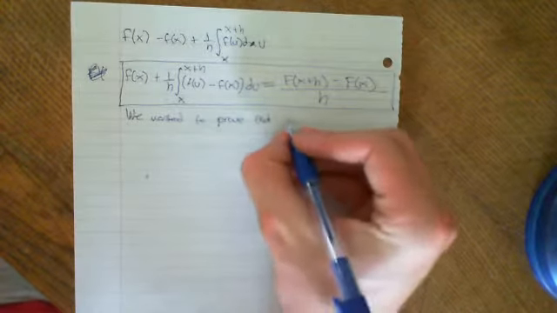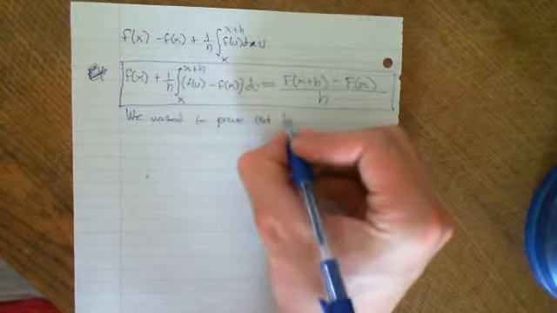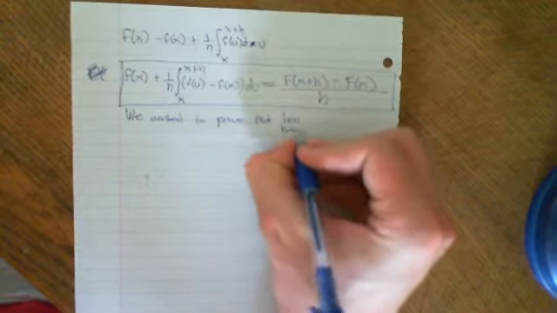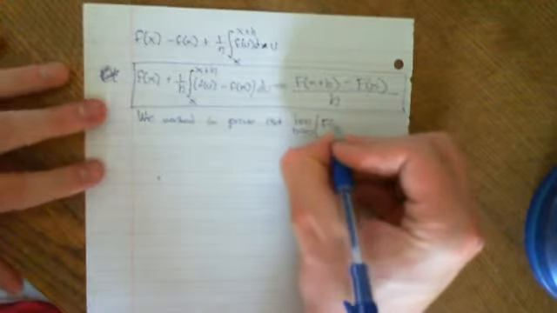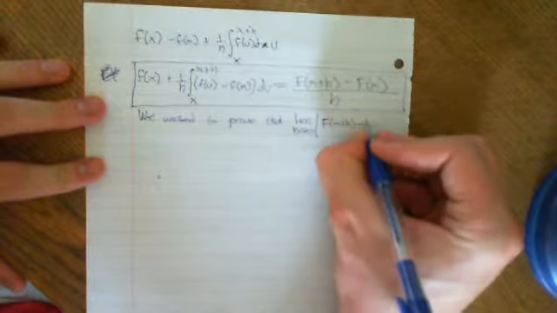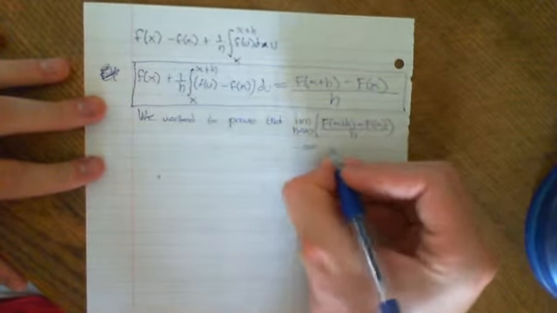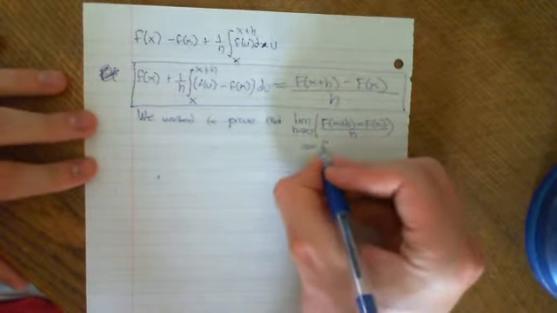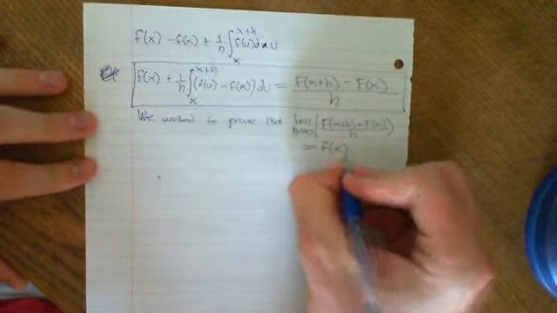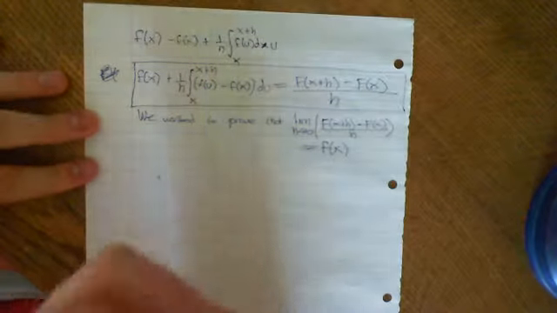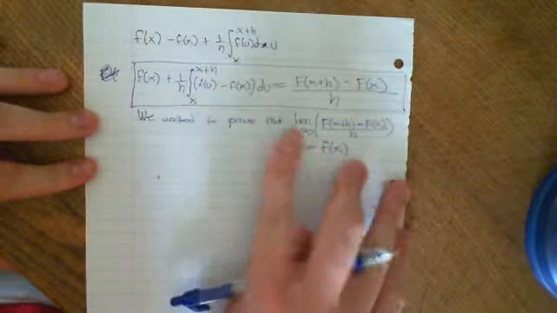We wanted to prove that the limit as h approaches 0 of this big thing we've got up here, F of x plus h minus F of x over h, is equal to, what do we want to prove? We wanted to prove that it's equal to f of x. Okay, now what's the rigorous definition of this?